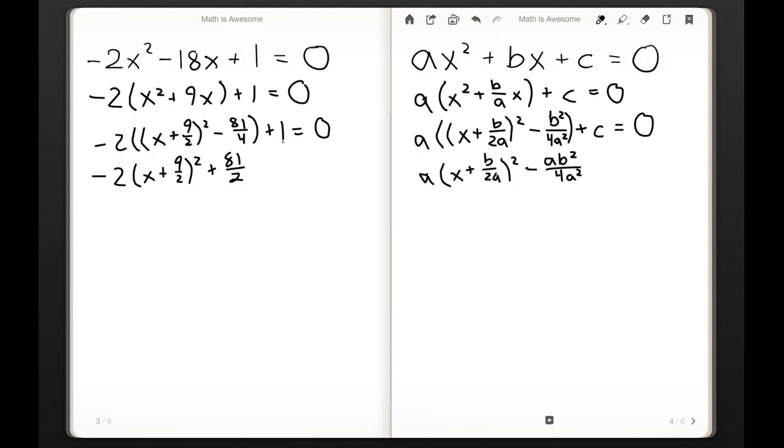Back to this problem. The plus 1, we're going to want to make that have the same denominator as this fraction, so it'll be easy to add. So we'll make that 2 over 2. So now in this one, we have to make c have the denominator of 4a squared. Sounds really wacky, but it's actually easy.